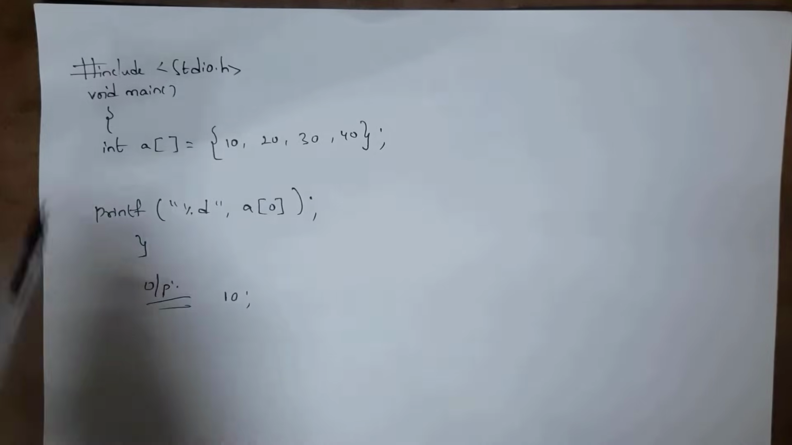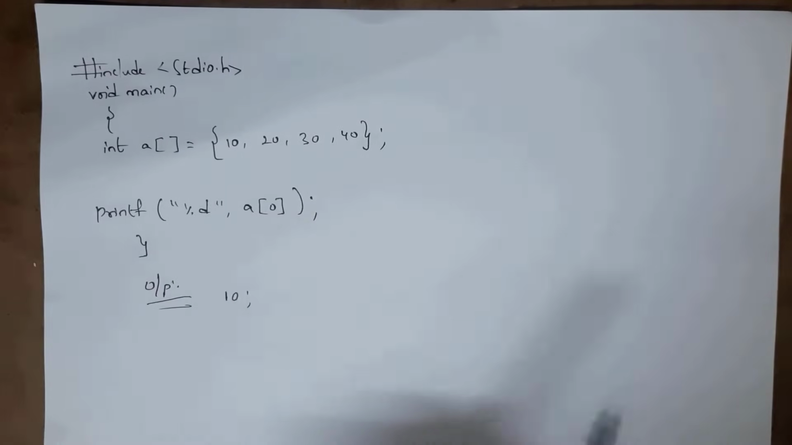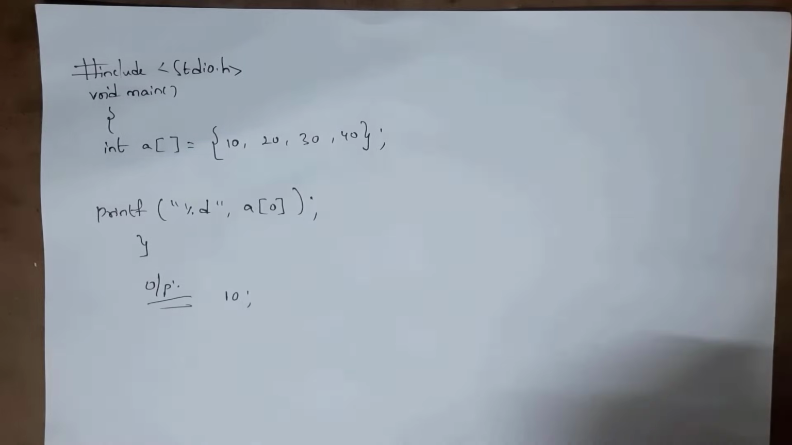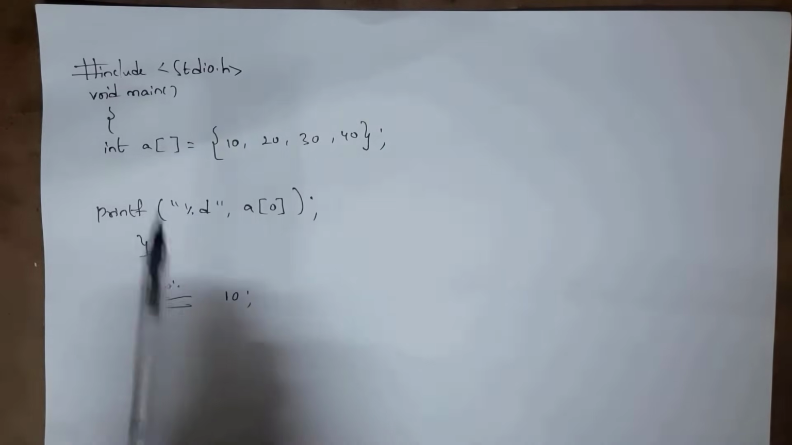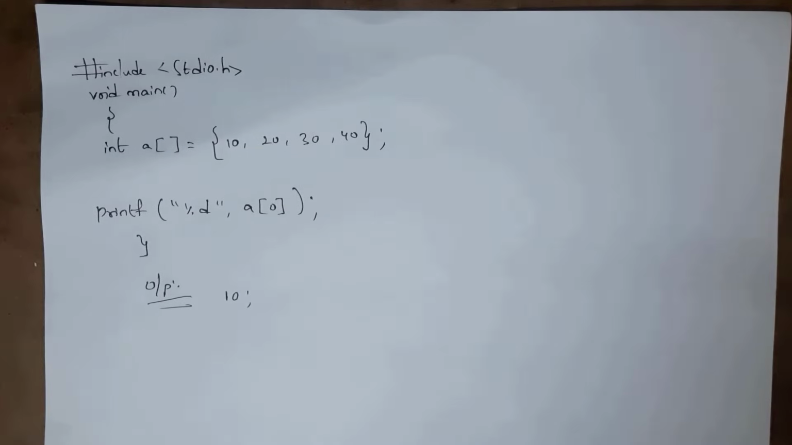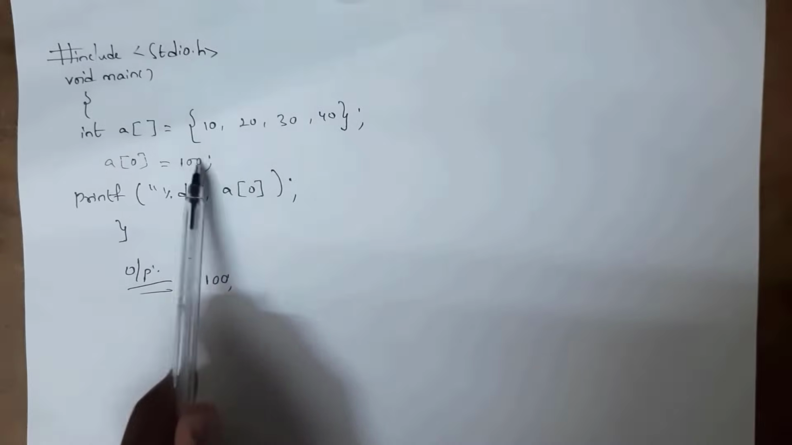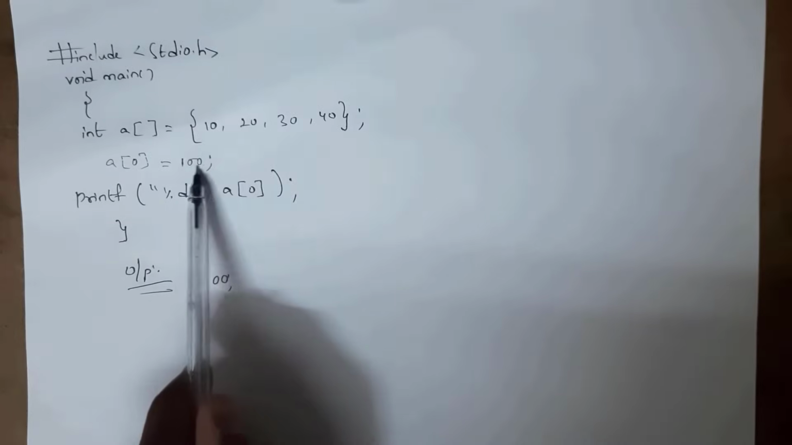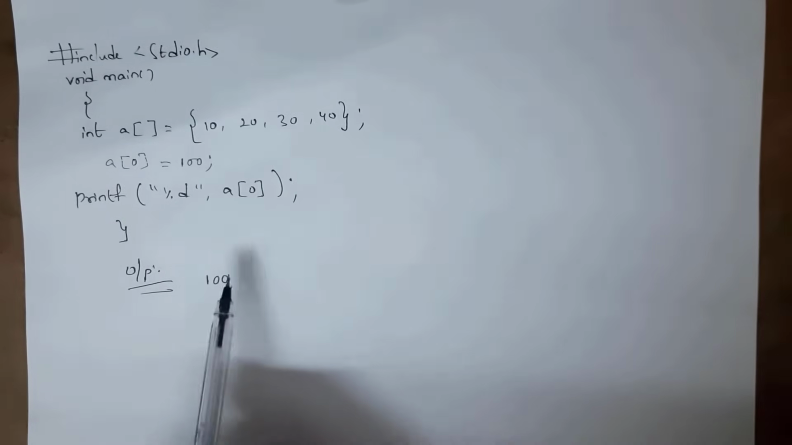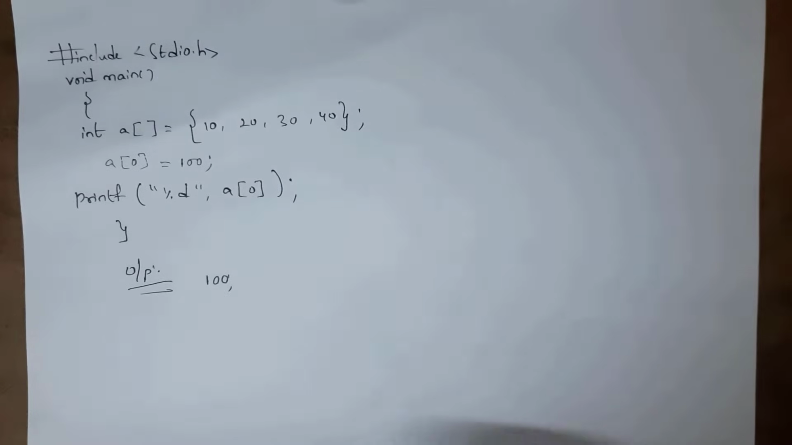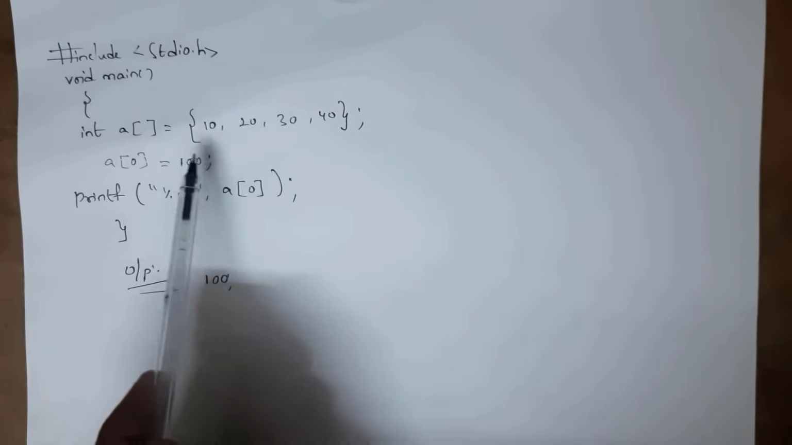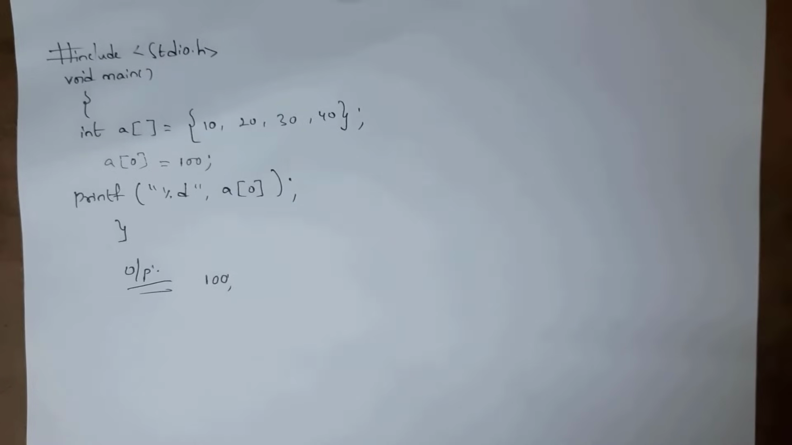This is the output. Here for this program, I got output as 10 because here I declared index number 0. But I want to change this value 10 to 100. So for that purpose, I need to write a of 0 is equal to 100. That means the value present in index number 0 is changed to 100. So now I will get output as 100. For example, if I want to change this value 20 to 200, then I need to write a of 1 is equal to 200. This is how we manipulate elements in an array.